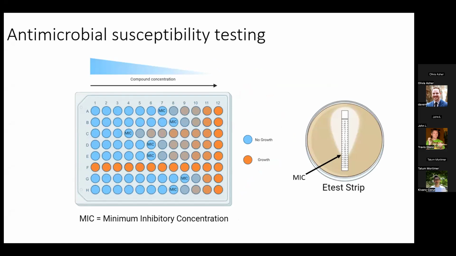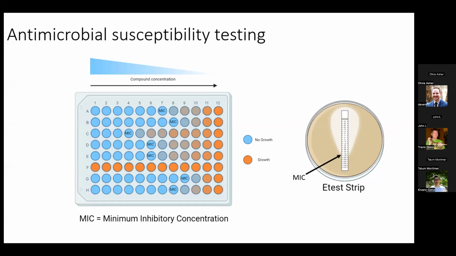Most susceptibility information that diagnostic labs, clinical labs, and research labs are using is something called the minimum inhibitory concentration, which is a semi-quantitative measure of resistance. Basically, you're looking for the minimum concentration of an antibiotic that prevents growth of that bacteria. You can do that by serially diluting the antibiotic in media or using test strips that have a gradient of antibiotic concentrations and then looking for the zone of inhibition where the antibiotic is inhibiting bacterial growth.